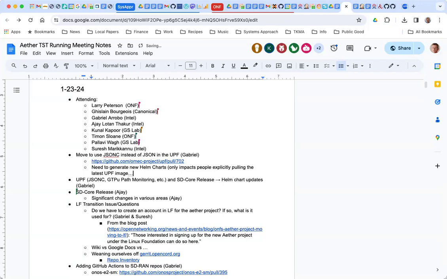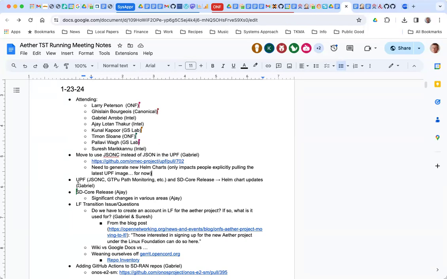And that's for now, until we change the Helm charts, which can happen whenever. Maybe it's actually related to a new SD core release for that matter. Correct. That's why I added the next bullet point about UPF and SD core release, because all those things are going to impact the Helm charts. We need to do the Helm charts updates. Right. So let's touch on that.